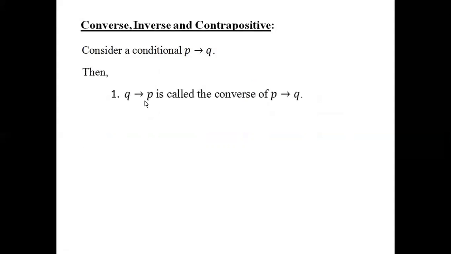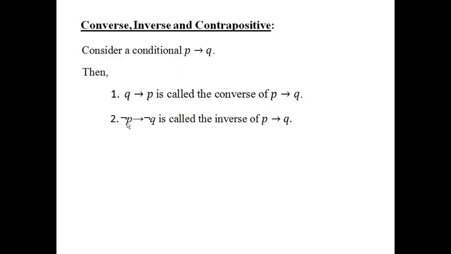Converse, inverse and contrapositive. Suppose we consider a conditional P implication Q. This is a conditional for us. Then Q conditional P, or Q implication P, is called the converse of P implication Q. The right arrow is read as either conditional or implication. So Q conditional P is called the converse of P conditional Q. That's how a converse can be written for a conditional.